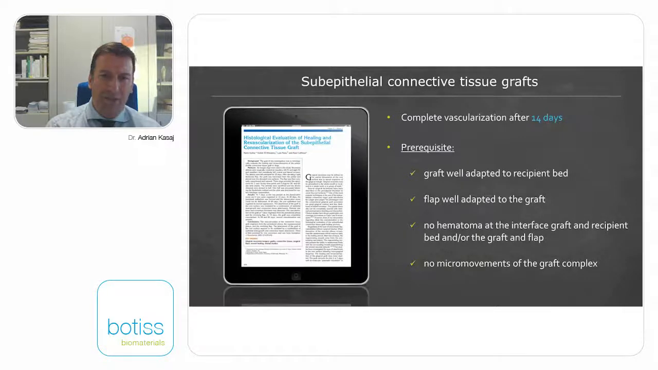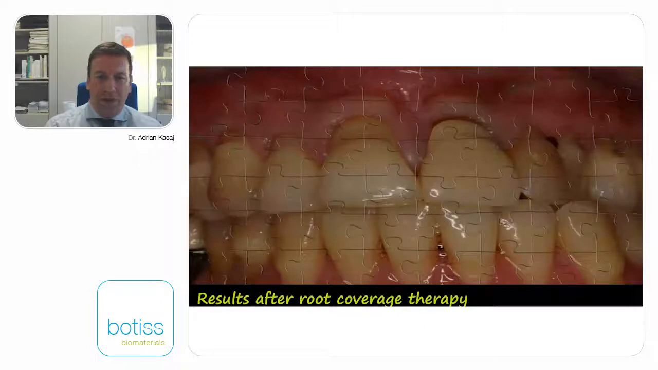However, a prerequisite for these good clinical outcomes is that the graft is well adapted to the recipient bed. Also, the flap has to be well adapted to the graft. We should take care that there's no hematoma at the interface of the graft and recipient site, and also not between the graft and the flap. And we should avoid any micro movements of the graft complex.